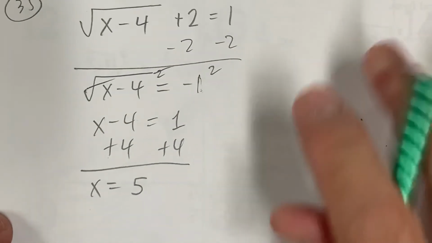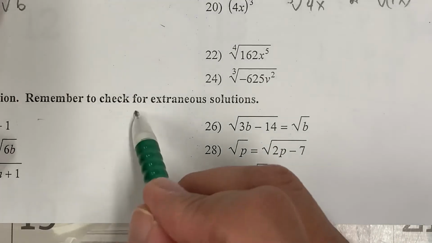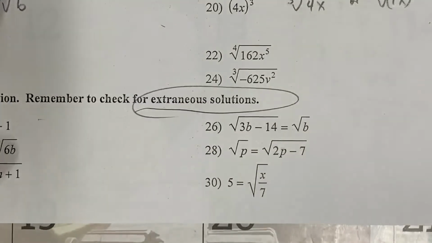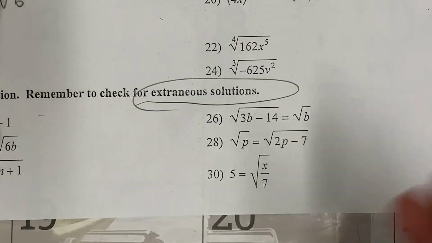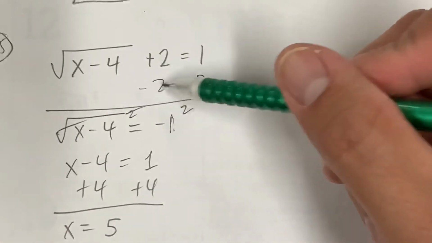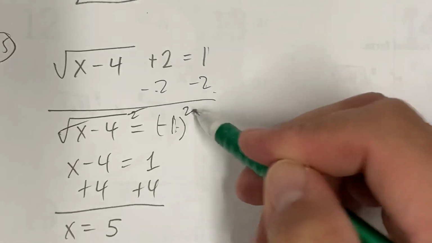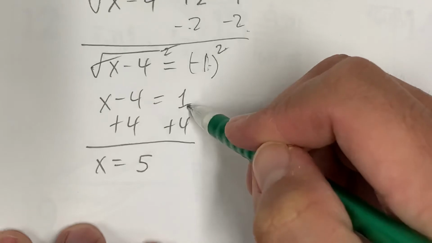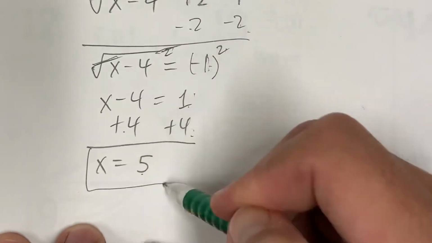Now, I would like you to read the instruction carefully. It says there to remember to check for the extraneous solution. Meaning you have to check if there are items where you have an answer, but it won't work when you double check it, when you plug it back in. So in this kind of example, we worked everything right by subtracting 2. 1 minus 2 is negative 1. If we square the negative 1, that becomes positive 1. And then we cancel this, we add 4, 1 plus 4 is 5, and that's our answer.